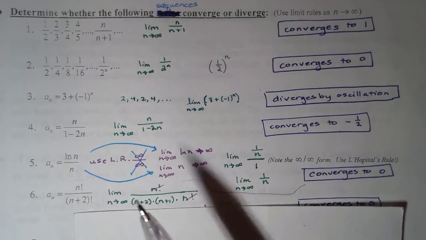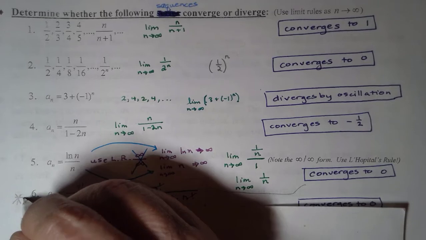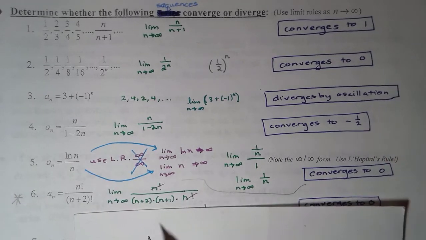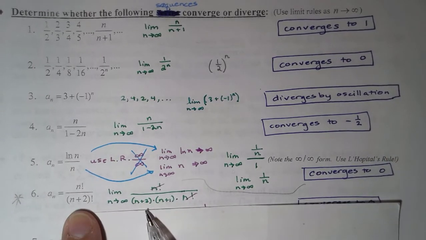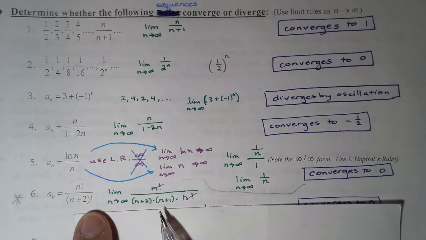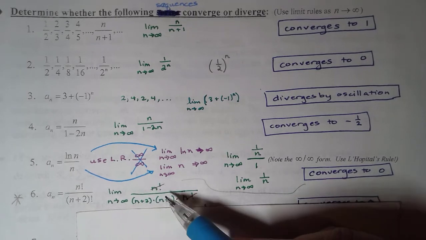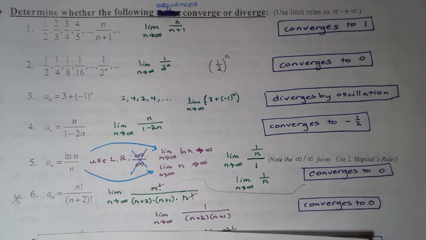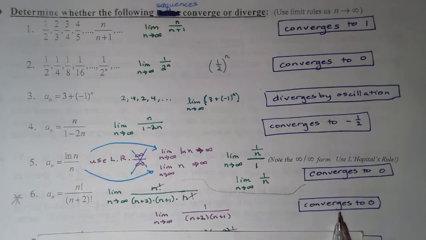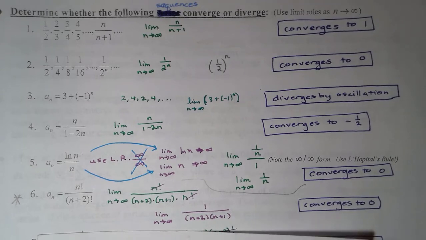All right, this one is a really important one to know how to do. What we've got to do is change n plus 2 factorial. n plus 2 factorial is n plus 2 times n plus 1 times n factorial. Now I can cancel the n factorials. That leaves us the limit as n goes to infinity of 1 over n plus 2 times n plus 1, which converges to 0. Nice problem.